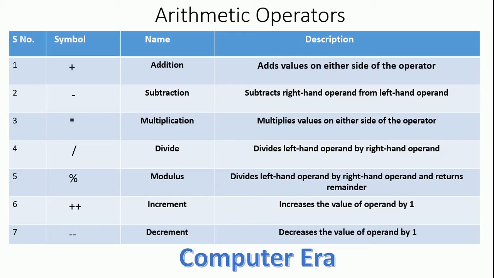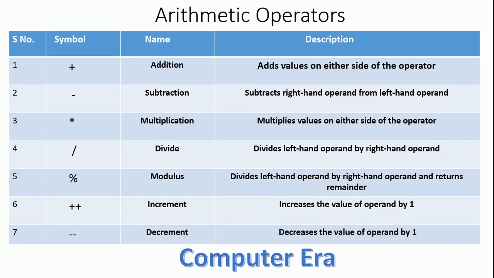When we are talking about arithmetic operators, there are basically 7 operators. I have given a table with symbol, name, and description. The symbol plus indicates addition, and the description is: adds values on either side of the operator. Then the next one is minus, that is subtraction: subtracts the right hand operand from the left hand operand.